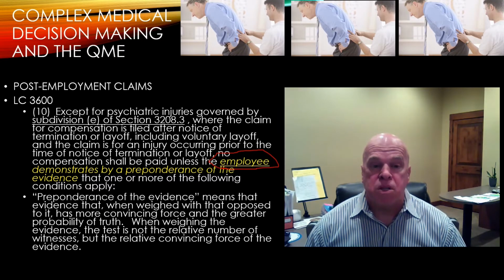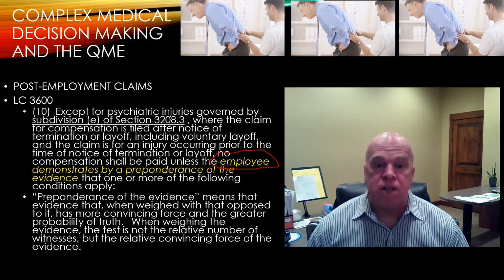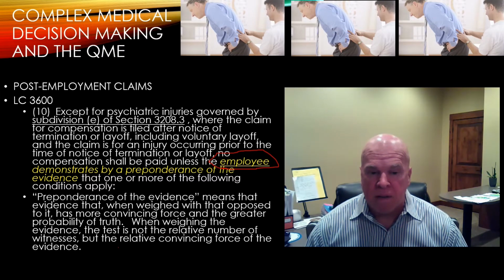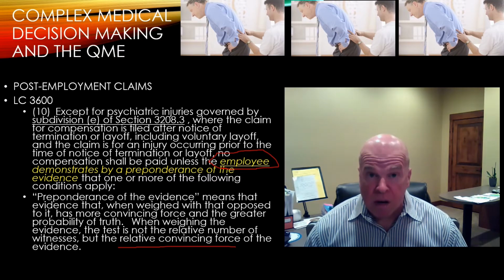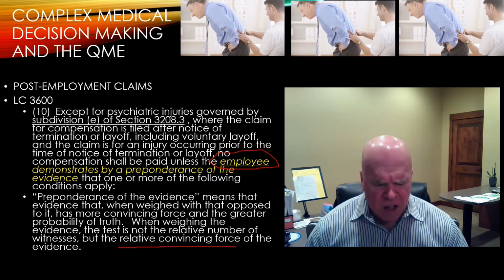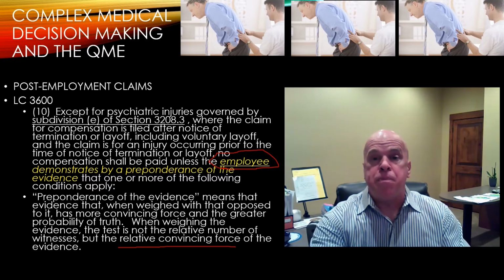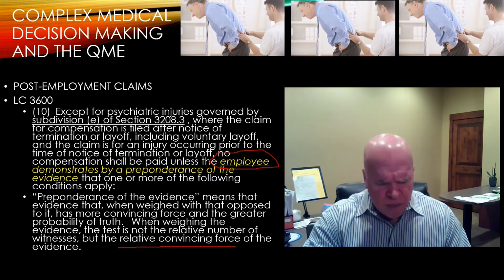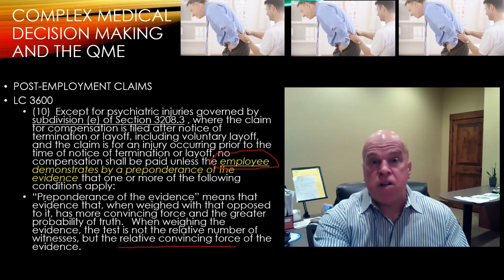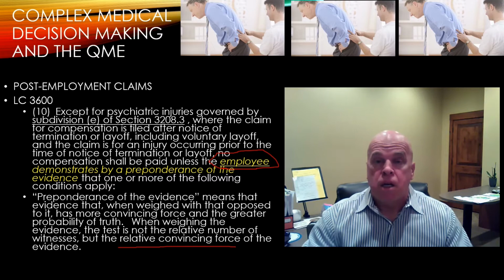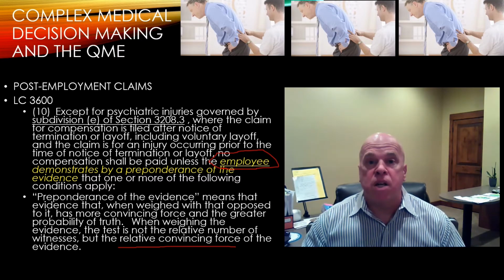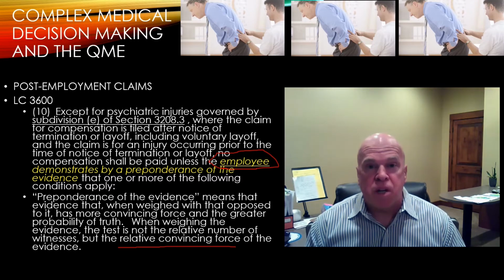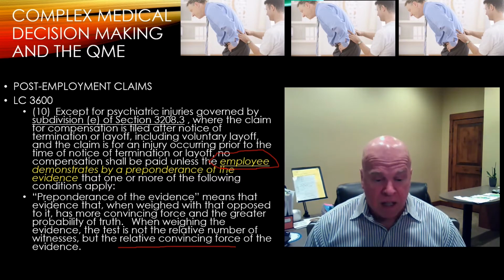The employee must demonstrate by a preponderance of evidence, and that means the evidence must have some relative convincing force to convince the claims administrator that an industrial injury actually did occur. Okay, so the claims administrator takes a look at this evidence that's presented by the employee, and in the absence of any convincingly forceful evidence presented by the employee, the claims administrator simply denies the case.